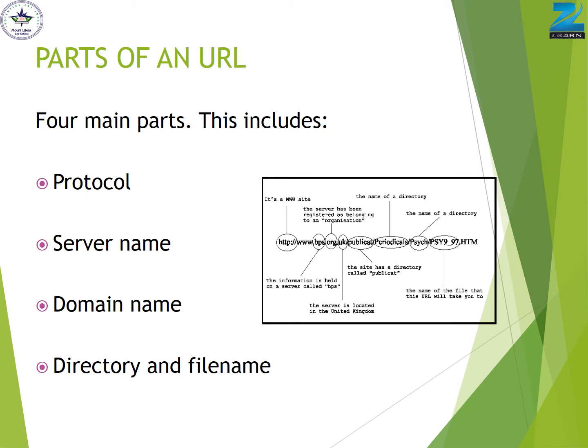Four main parts: protocol, server name, domain name, directory, and file name. There are basically four main parts of a URL. See here, one example is also given. HTTP is the protocol. www, we know that it's World Wide Web, connected to the web server. Then bps.org.uk, all these are the domain name. Then publicate, periodicals, psych, all these are the directory. And last, psych9/97.htm is the file name. So four main parts are there.